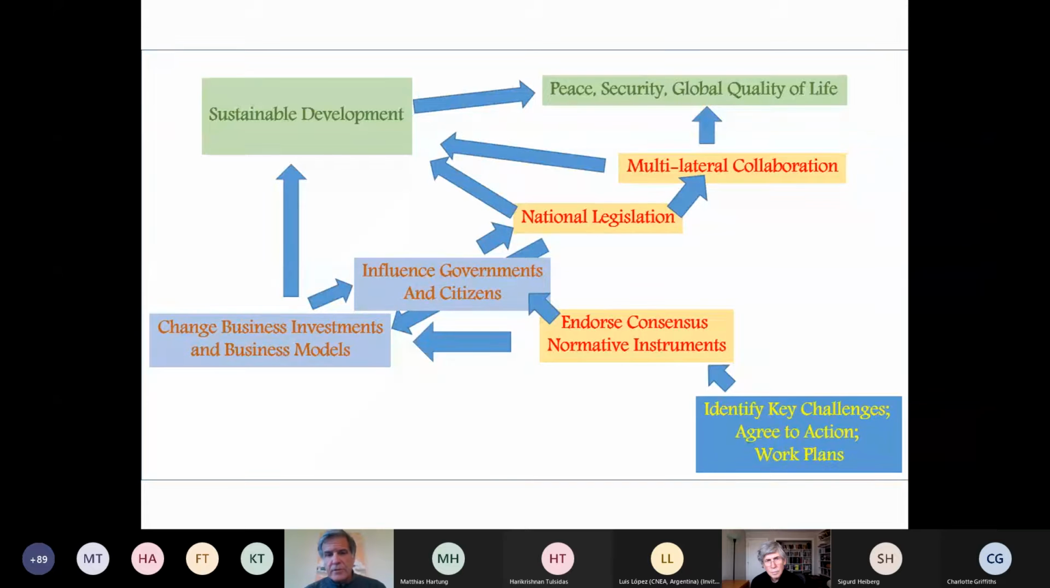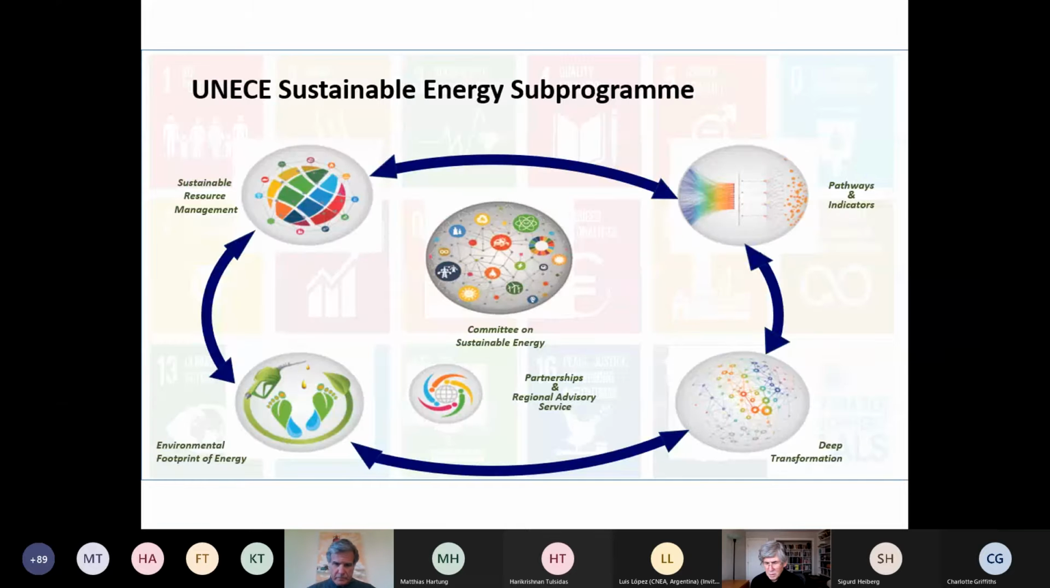Now, it doesn't matter if you're in your energy division or if you're in your transport or environment, that's the process that we're going through. So if you can go to the next slide, please. In the energy sub-program, we've got a very structured sub-program with a committee and groups of experts, and I won't go into the details. You're welcome to look at our website if you want those.